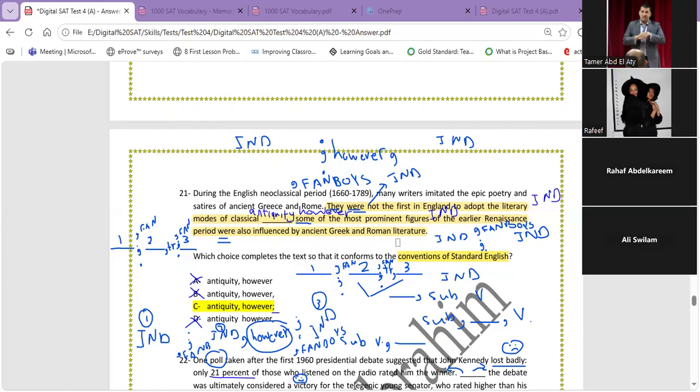Okay, let's find first. What we're going to do, let's find: do we have 3 sentences? Yeah, sure. Where are they?